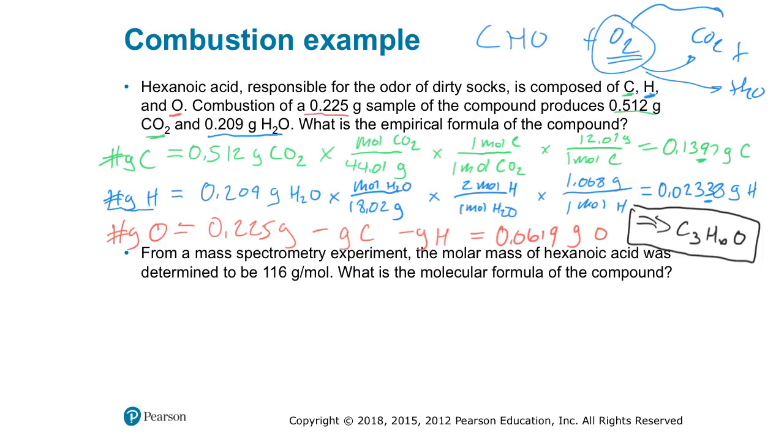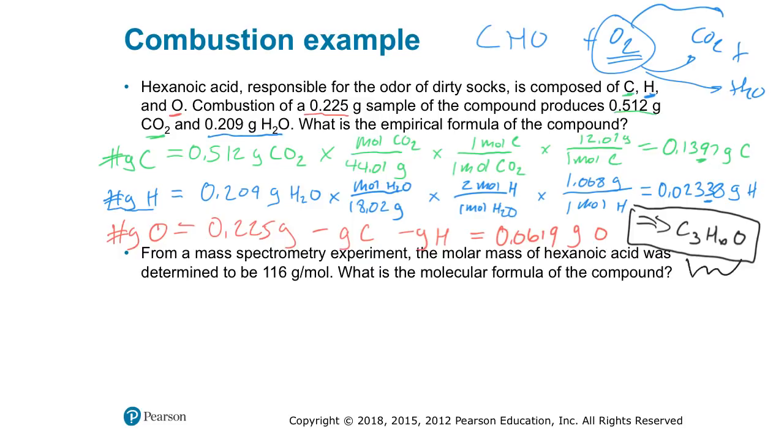From a mass spectrometry experiment, the molar mass of hexanoic acid was determined to be 116 grams per mole. We don't need to know exactly how that experiment's conducted. It's just a type of experiment that can be used to determine very easily the molar mass of a compound. So what is the molecular formula of this compound? Well, what we'd want to begin with is, what's the empirical weight of the compound?